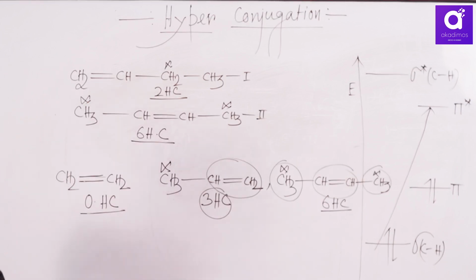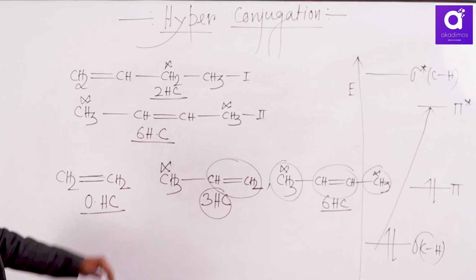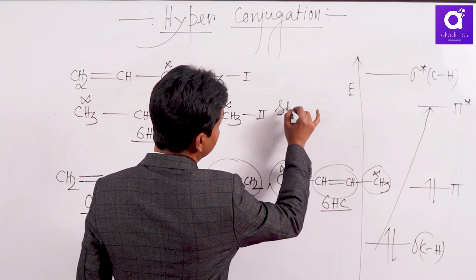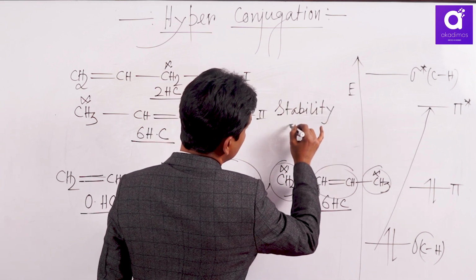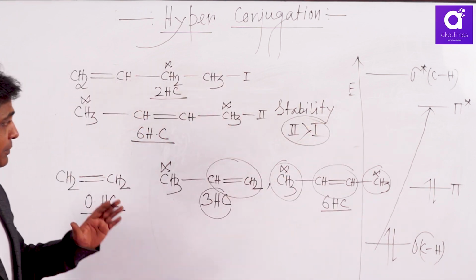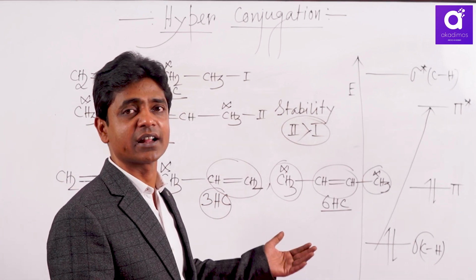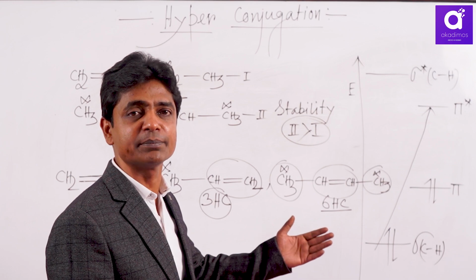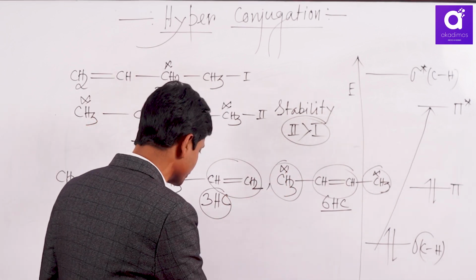Now, which one more stable? More hyperconjugation, more additional bond, more stability. Then stability 2 greater than 1. Actually, stability factor compare if they are isomer to each other. That means equal number of bonds present in the structure. I am going to give another example.